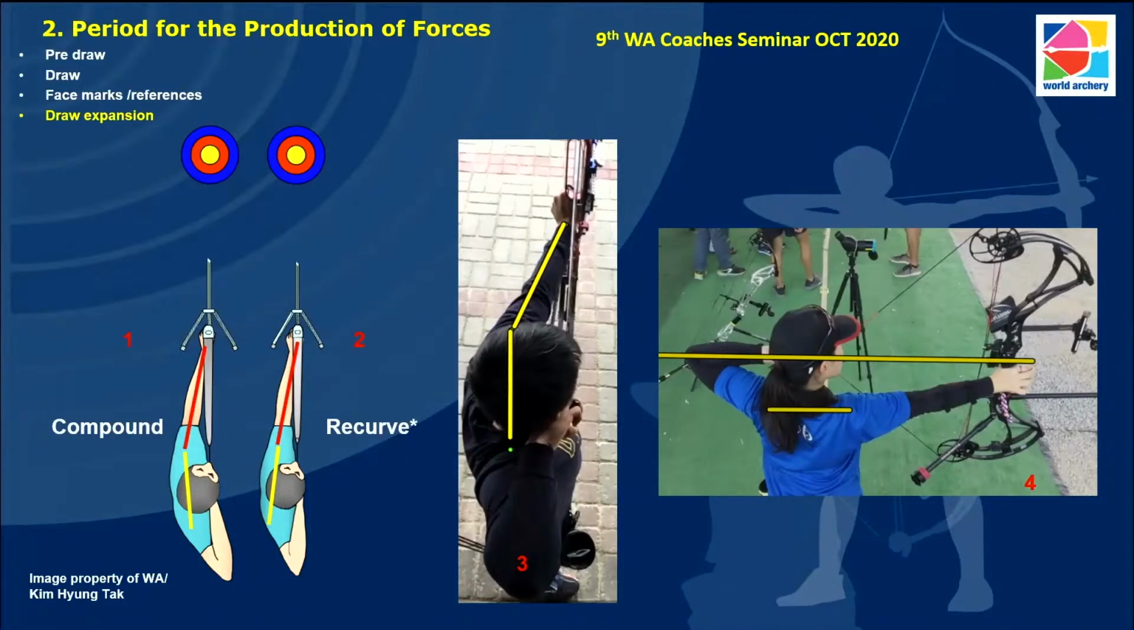But I do believe that image number 1 is actually appropriate for compound as well. And that is that the two shoulder points basically line up with the arrow.